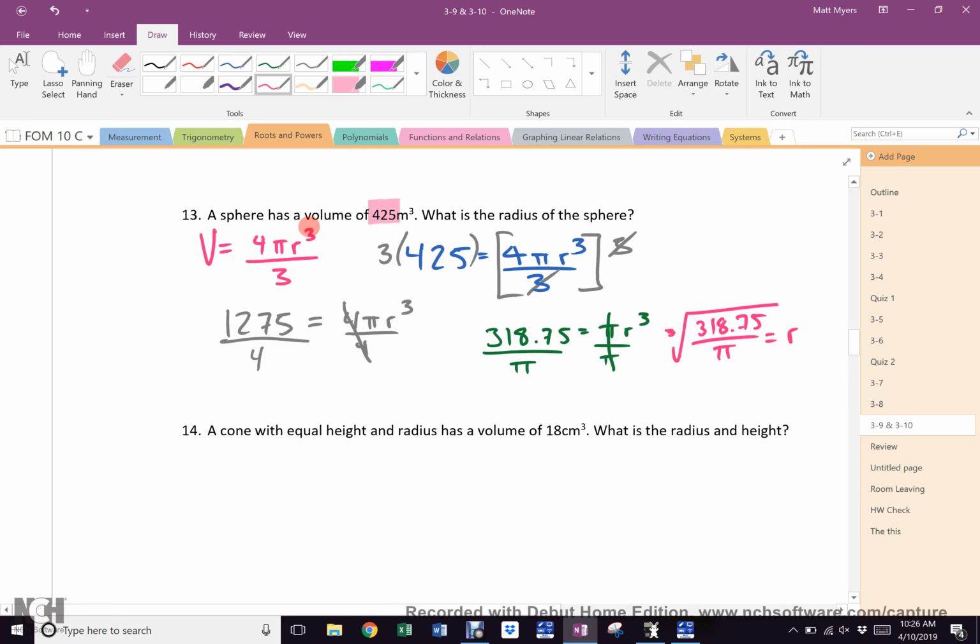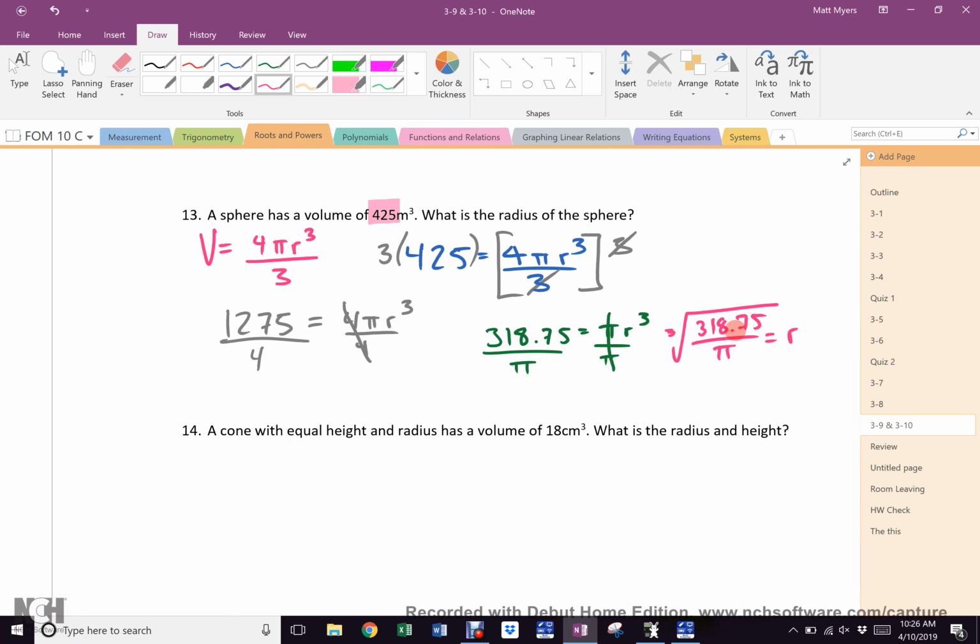The skill in this question is algebra. Once you get to here, what's giving you the answer? You or the calculator? Calculator. This is not calculator 10. Everybody cool? Now, if you wanted the real answer, or the number answer, you would have done 318.75 divided by pi, gotten that crazy decimal, and then cube rooted it.